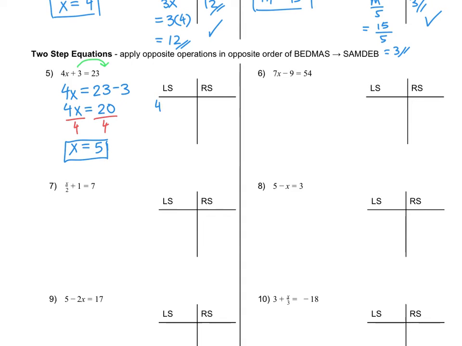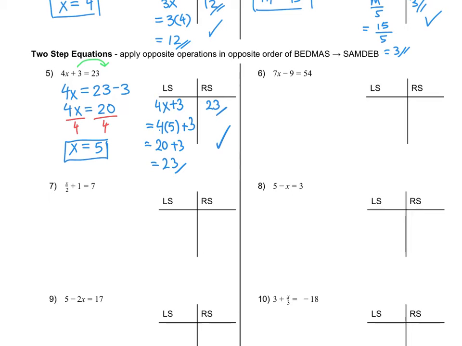The left side is 4x plus 3. The right side is 23. So nothing to do on the right side, but on the left side I have 4 times 5 for the 4x and plus 3. Now you can do this all at once in your calculator. I'm just going to go a little bit longer here and do some simplifying. So 4 times 5 is 20, and 20 plus 3 is 23. They're matching. I know my answer was correct. So if you have time to do the check, why not do it?